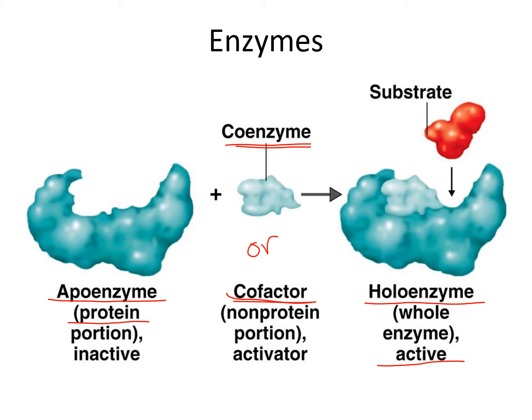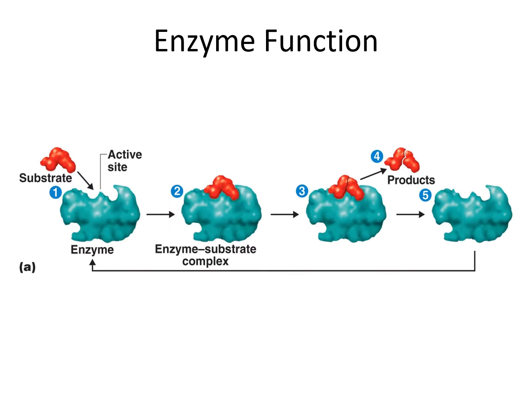And every holoenzyme has a particular active site, which will fit perfectly the shape of the substrate the enzyme binds to. And both the apoenzyme and the coenzyme or cofactor are needed to make up a complete active site. The process by which enzymes function is summarized in this figure.